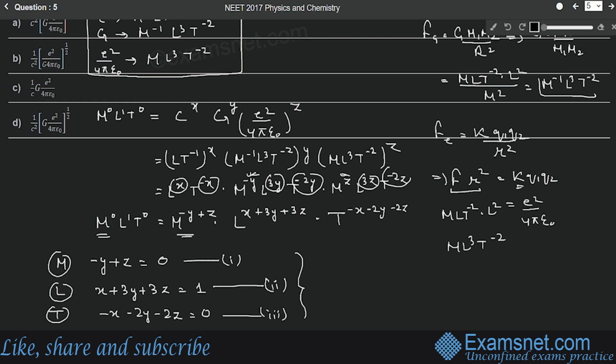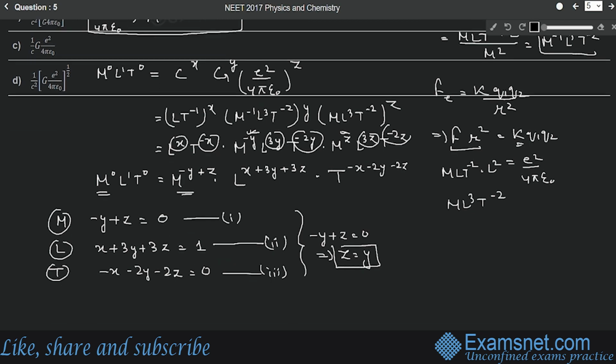So the first equation is what? Minus y plus z is equal to 0. So from here we can simply say that z is equal to y, right? That means whatever is the value of y, the same is the value of z. Okay. Now let's put the value of y or z in equation number 2.